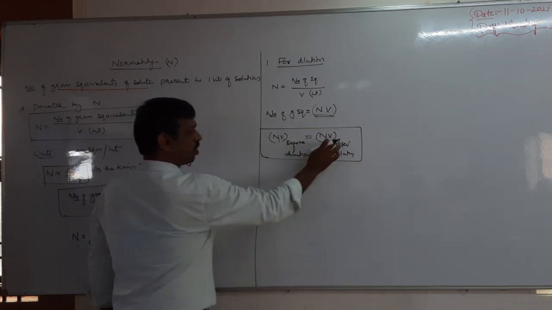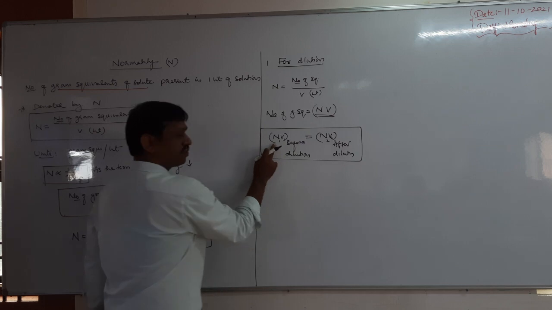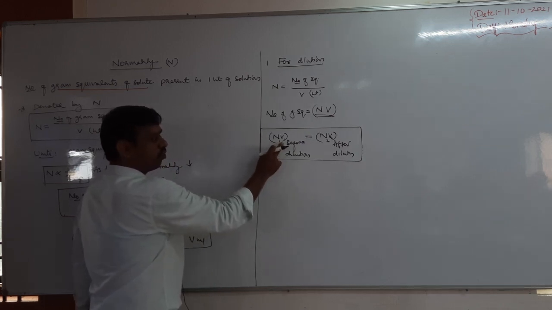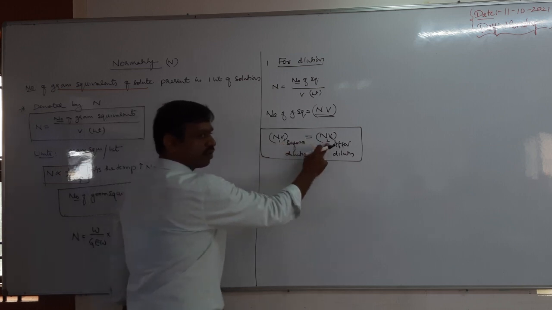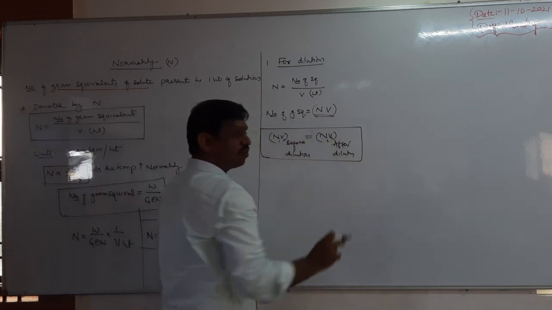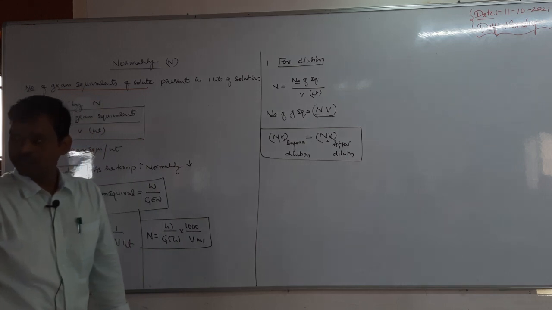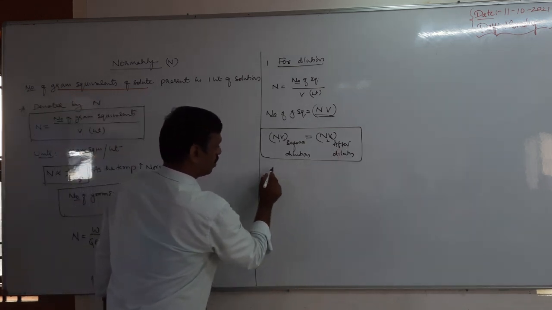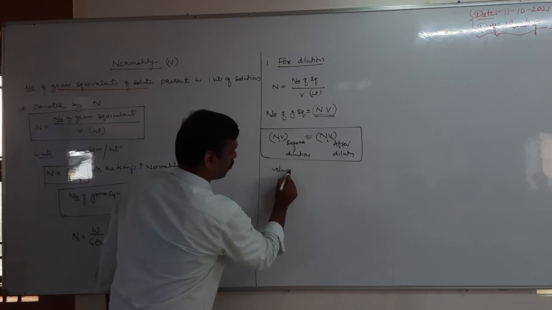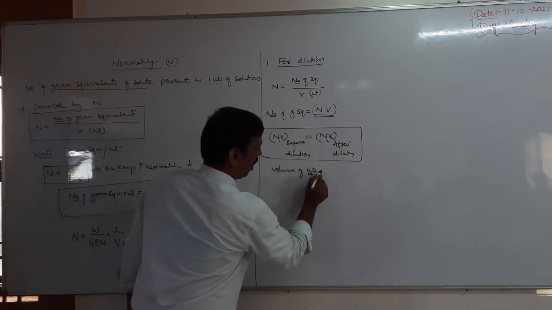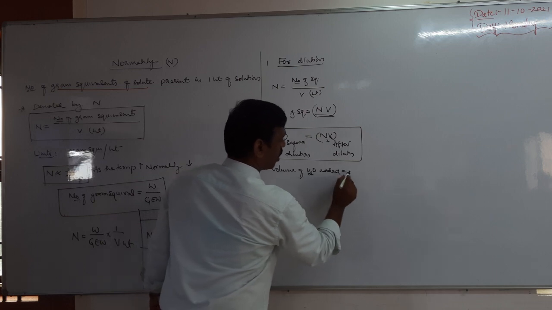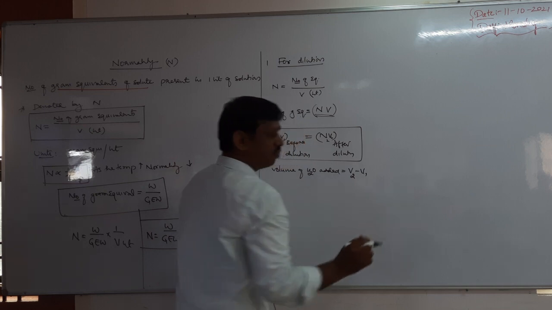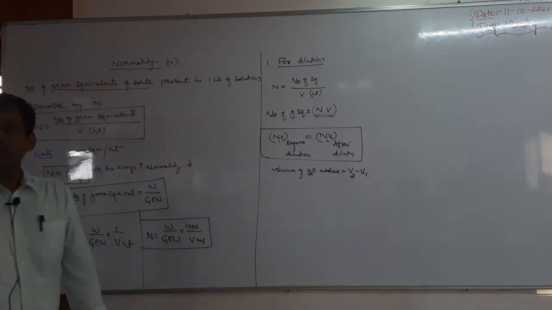If you take N1 V1 equal to N2 V2, then N1 is the normality before dilution, V1 is the volume before dilution, N2 is the normality after dilution, and V2 is the volume after dilution. But actually we want the volume of water added. Then how to calculate the volume of water added? Volume of water added equals final volume V2 minus initial volume V1, which gives how much water is added.